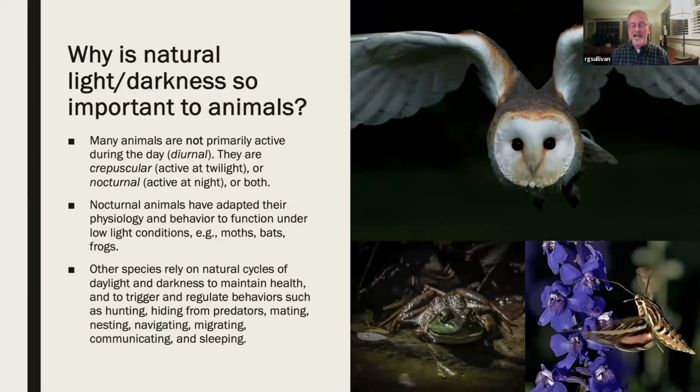In a lot of cases, animals are both crepuscular and nocturnal. So in the case of animals that are strictly nocturnal or primarily nocturnal, that is, they are up and active and doing their thing in very dark conditions, their whole physiology and behavior is adapted to function at very low levels of light. And in particular, just as an example, some frogs are very, very sensitive to light.